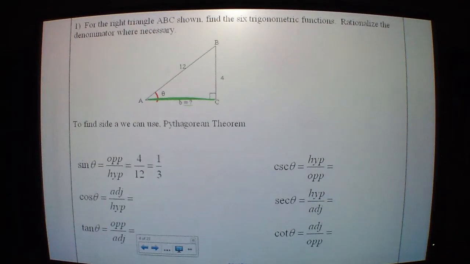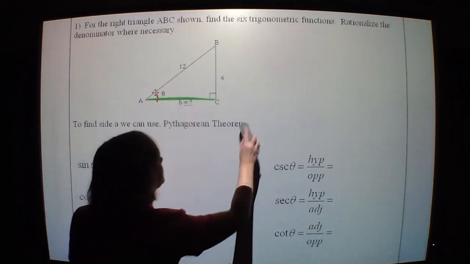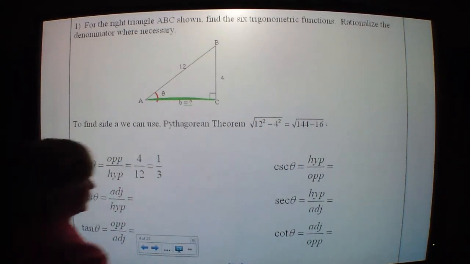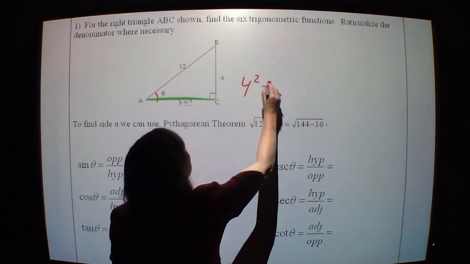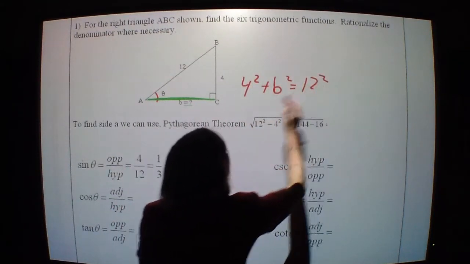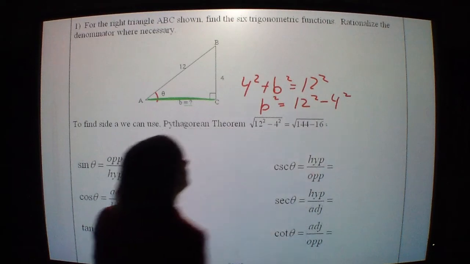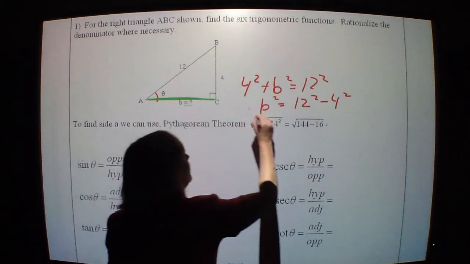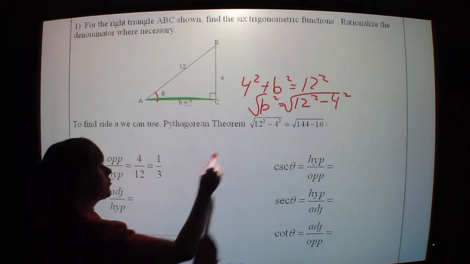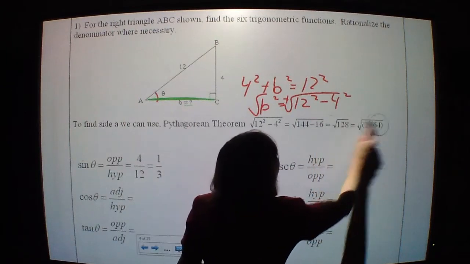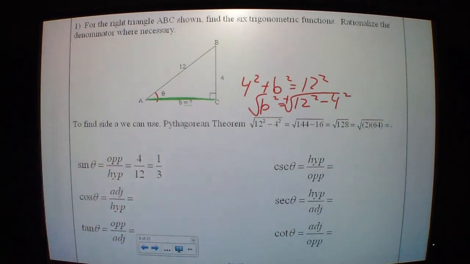So you could use the Pythagorean theorem to find the missing side. A squared plus b squared equals c squared. So 4 squared plus b squared equals 12 squared. And then take the square root of that. So b squared is equal to 12 squared minus 4 squared. That's what I have here. I want b, so I take the square root. And when you take the square root, it's plus or minus, but since it's a side we're talking about, it can only be positive. And 144 minus 16 is 128.